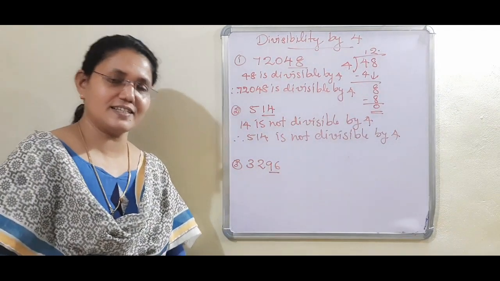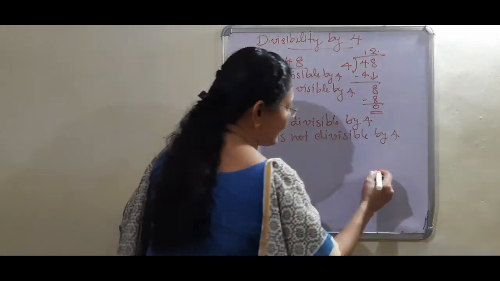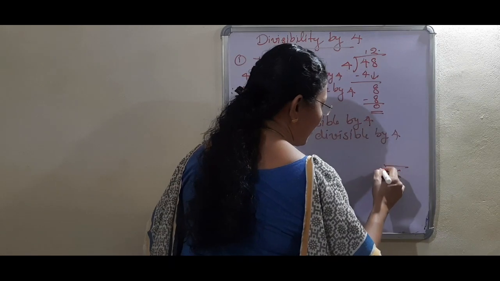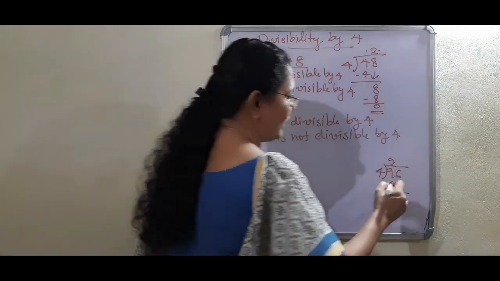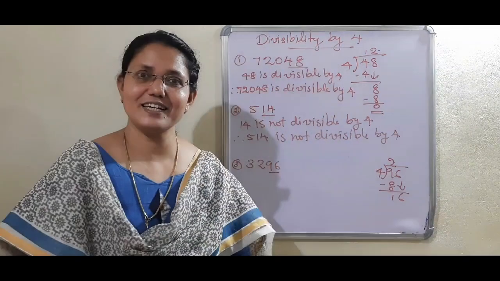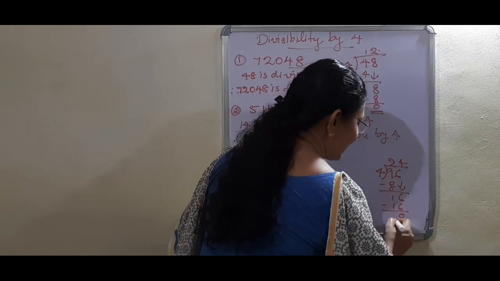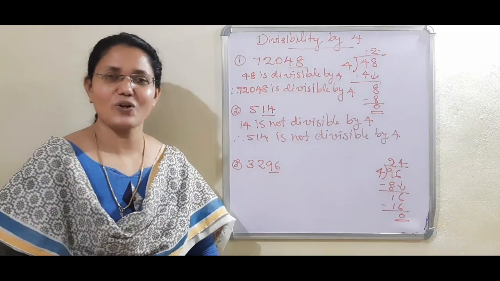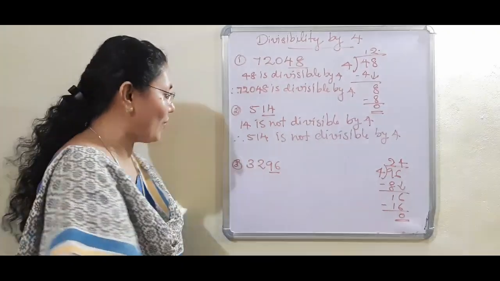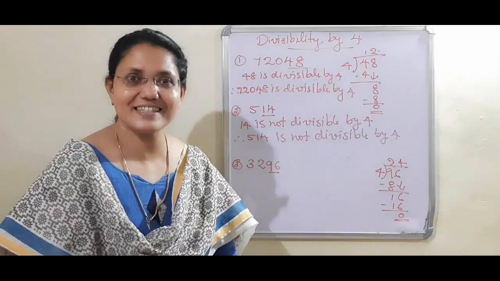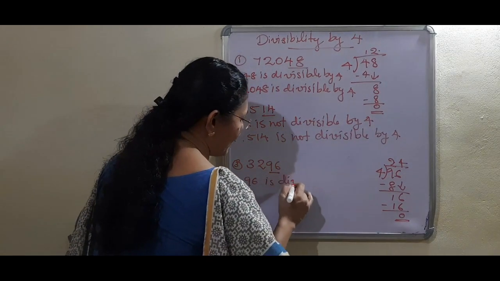Okay, next, 3296. 96 is not there in the multiplication table of 4, so we just divide 96 by 4. 4 and 9, 2 times. 2 4s are 8. Subtract: 9 minus 8 is 1. Then bring down 6. What is 16 divided by 4? That is 4. 4 4s are 16. When you subtract, the remainder is 0. Remainder 0 means 96 is divisible by 4. If 96 is divisible by 4, then 3296 is divisible by 4. Now we can write, 96 is divisible by 4.